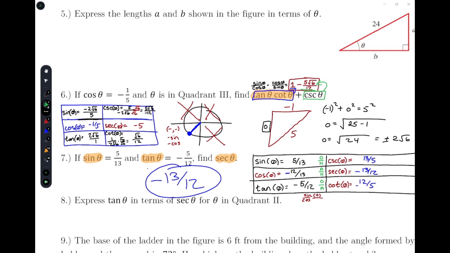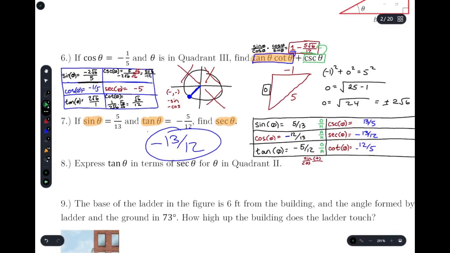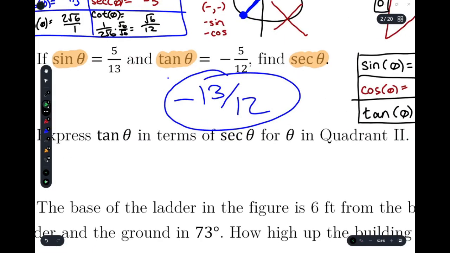Okay. Let's do number 8 real quick, just because it's right there, and I don't think it's too bad. Tangent in terms of secant, in quadrant 2. So it's negative x and positive y.